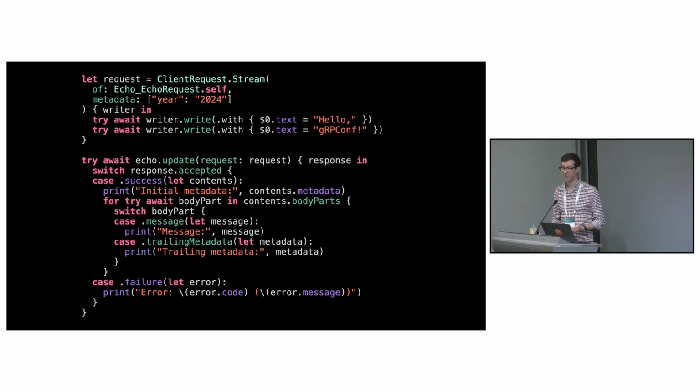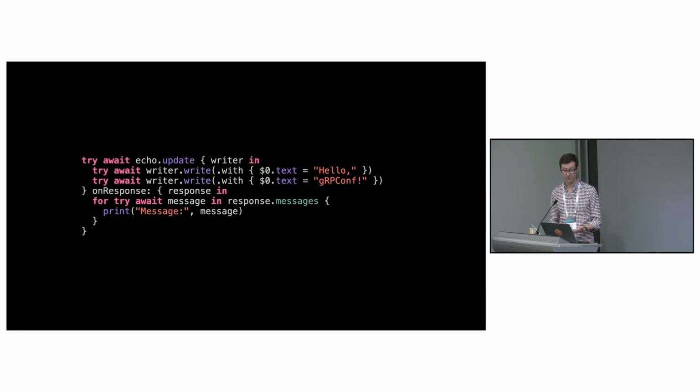This is where structured concurrency shines. The lifetimes of the objects are clear and easy to reason about. Much like the unary example, most users don't need this level of granularity, and will just want the simplest API, which distills down to this: 2 closures, one for writing request messages and one for handling response messages.